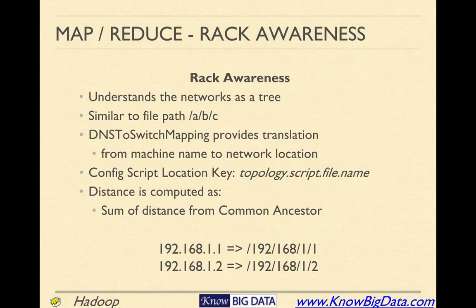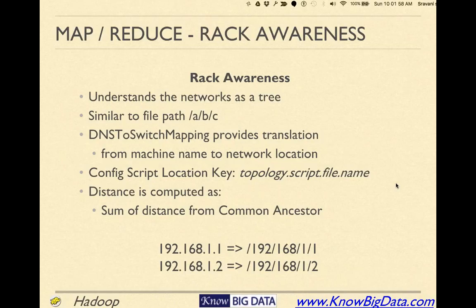It's similar to a file path like slash a slash b slash c, and this particular property in the configuration provides, if you look at the configuration file, there will be something called topology.script.file.name. This particular key has a value which points to a script, and this script translates domain name system to switch mapping. This particular script converts a given IP address into a file path.